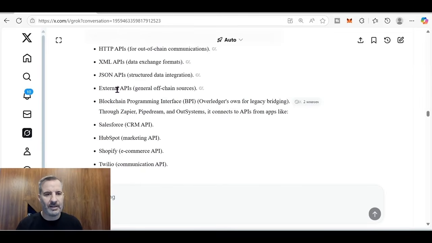So Quant, again, can connect external APIs, so general off-chain sources. It can connect blockchain programming interfaces, so Overledger's own for legacy bridging. Salesforce, so CRM, customer relationship management software, APIs. It can connect HubSpot, so marketing software, API, e-commerce APIs, so e-commerce software and databases, communication software.